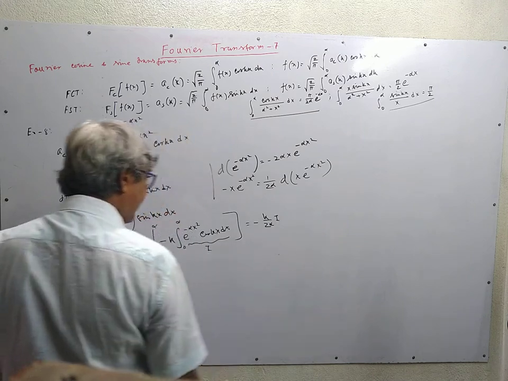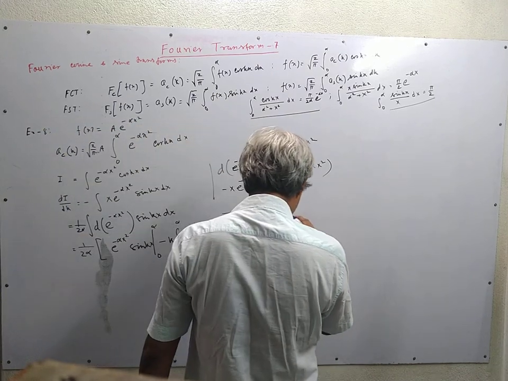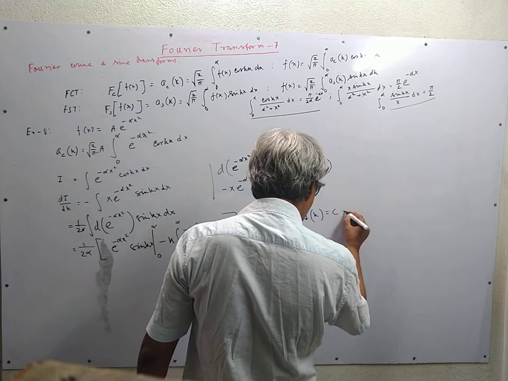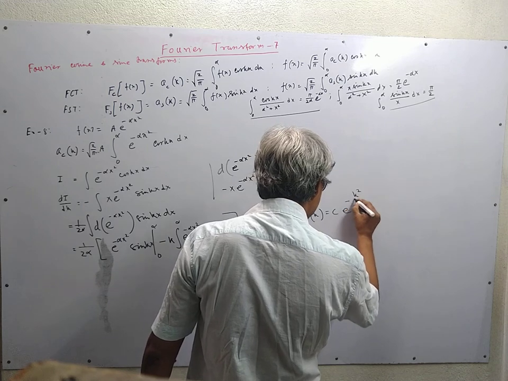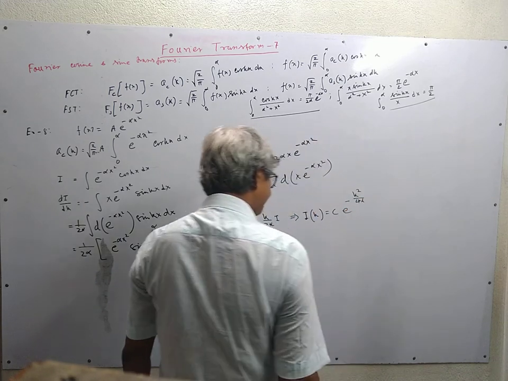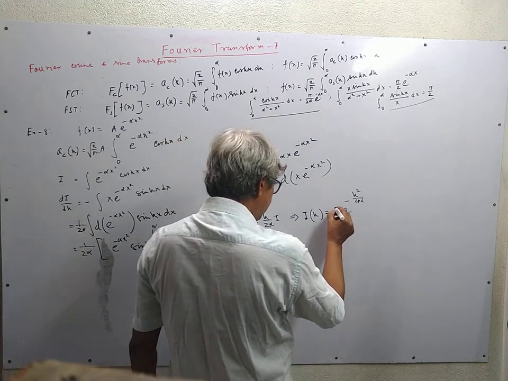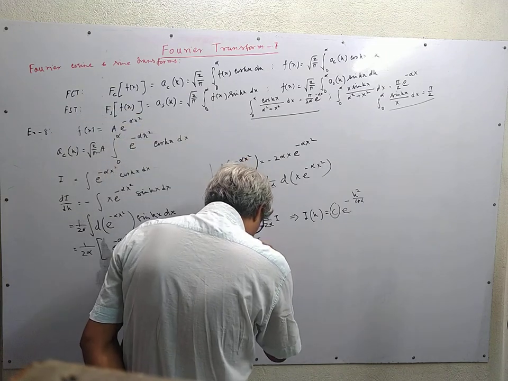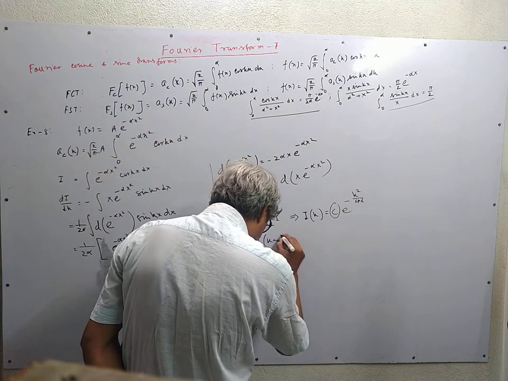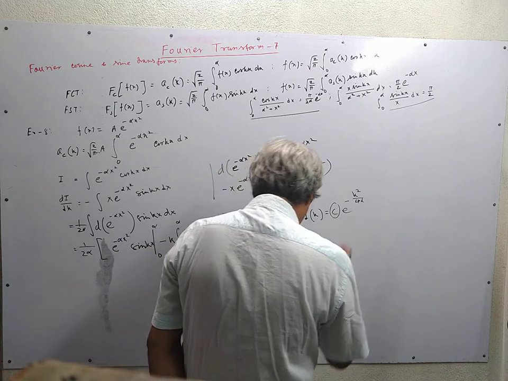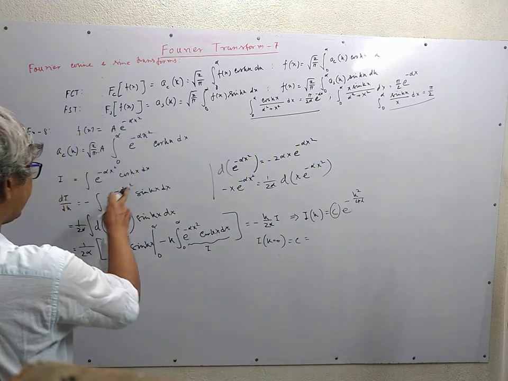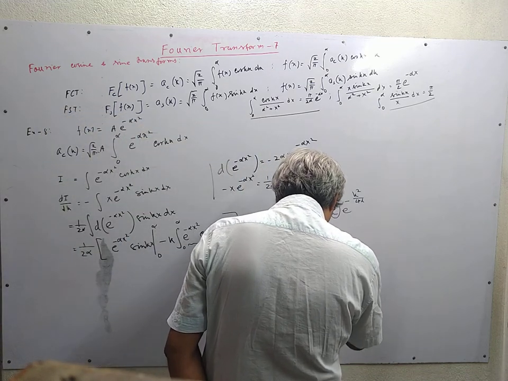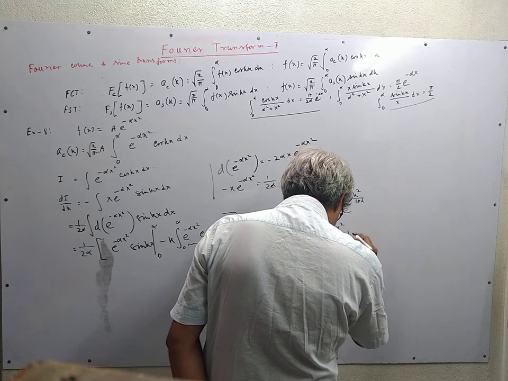If we integrate this, it gives I of k is equal to some constant c times e to the power minus k square by 4 alpha. Now we need to determine the constant c. So we write I at k equal to 0 is equal to c, and coming to the definition, it is the integral from 0 to infinity of e to the power minus alpha x square dx.